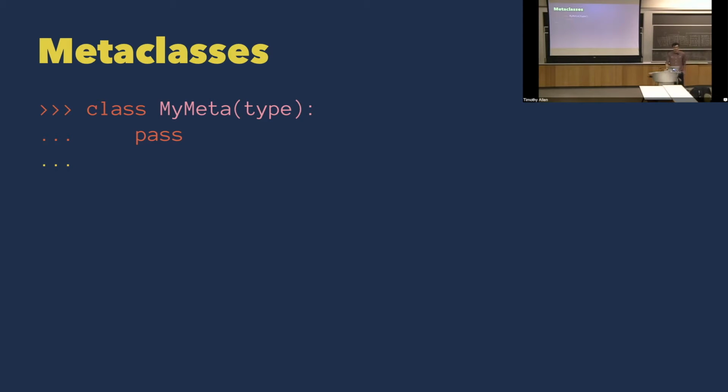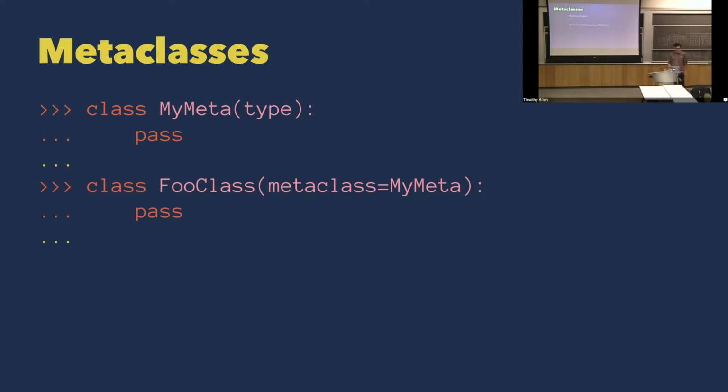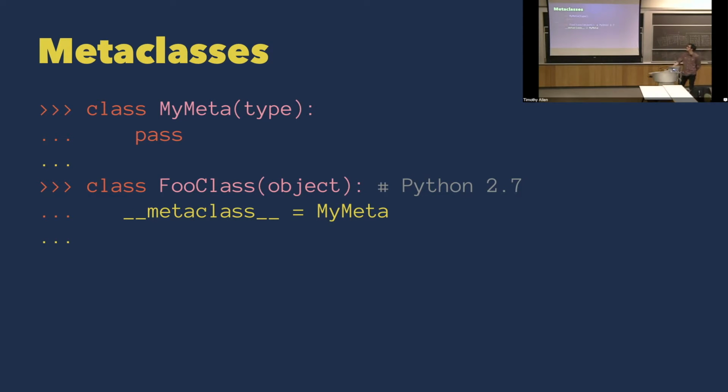And so how do we attach this to a class? In Python 3, there's a special keyword argument called metaclass, and you set your potential metaclass equal to it. In Python 2.7, it's a little different. There's a magical class variable that you set, but let's just think about Python 3 for now.